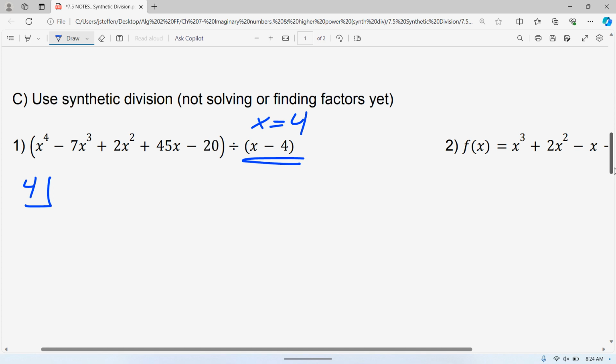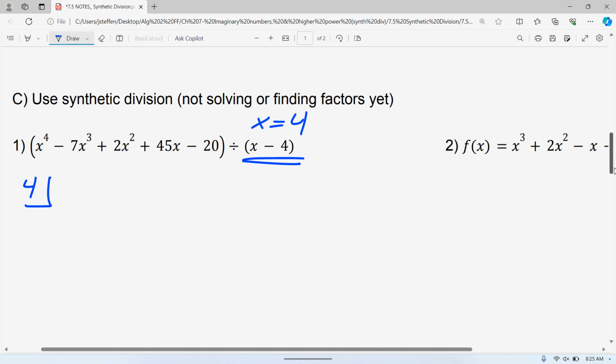Then the rest of them are all the coefficients. What you put here is 1, -7, 2, 45, -20. The only thing you have to be careful of is every exponent. Whatever your first one is, the 4 or the 3 or the 2, you write down, and then every other exponent needs something there. So we have a 3, 2, and 1, so we're good. If they ever skip one of these, if they didn't have the 3, you need to put a 0 there.